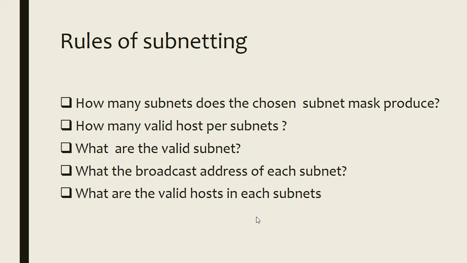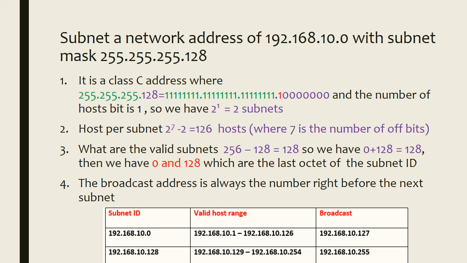Now let's start with subnetting class C. But before we go there, we need to know the rules of subnetting. If you want to subnet a network, we need to answer all these questions. How many subnets does the chosen subnet mask produce? How many valid hosts can we find in the subnet? What are the valid subnets? What is the broadcast address? And what are the valid hosts in each subnet? From these questions we can subnet any class of network, either class A, class B or class C.